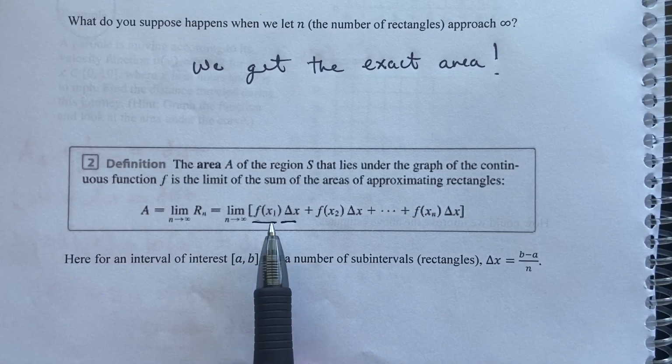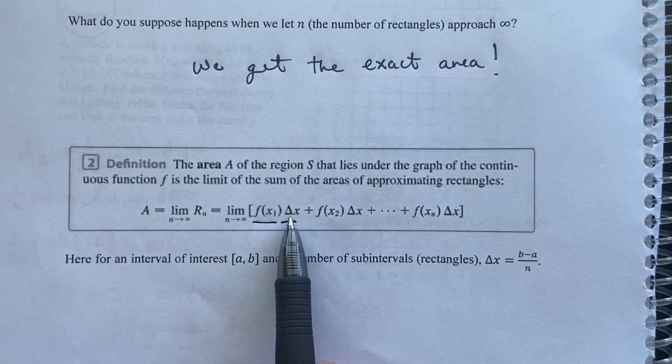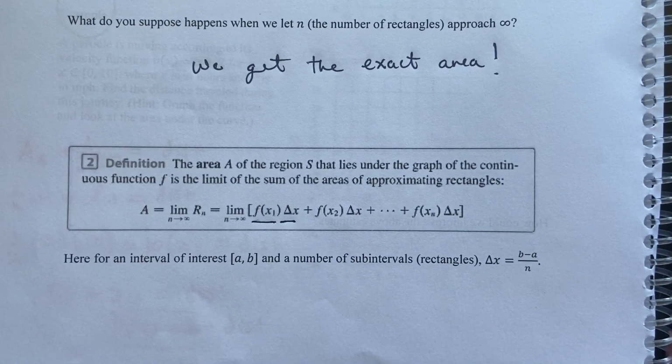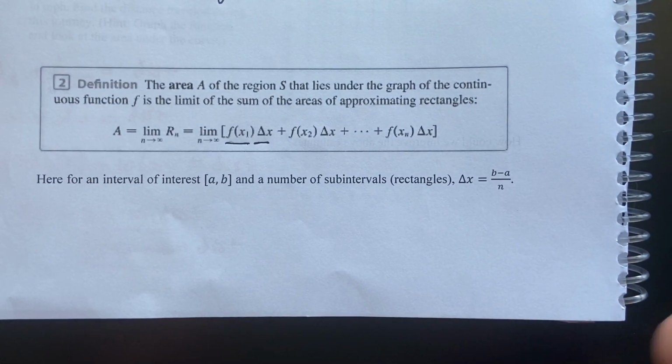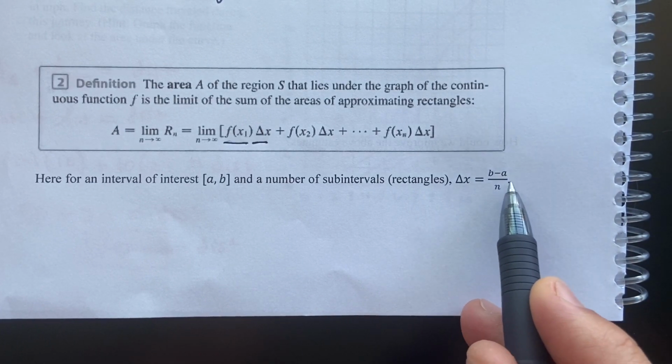So on our previous examples, we had v of 0 and v of 1 and v of 2. That was our function. That was our height of the rectangle. And then we had a bunch of 1s that I was multiplying by, that's delta x. We're going to use delta x as b minus a over n, the number of rectangles.